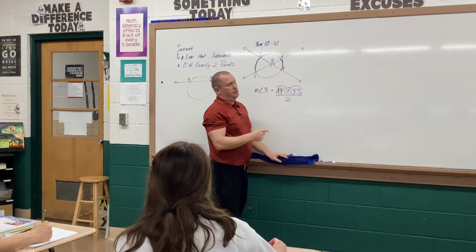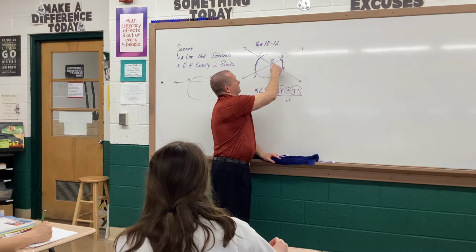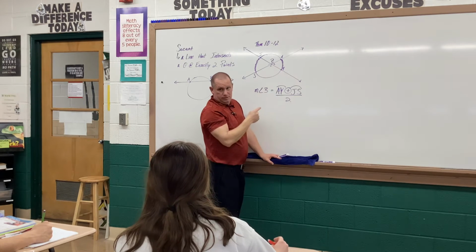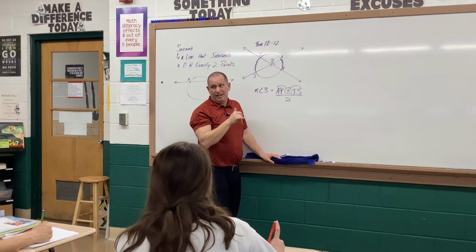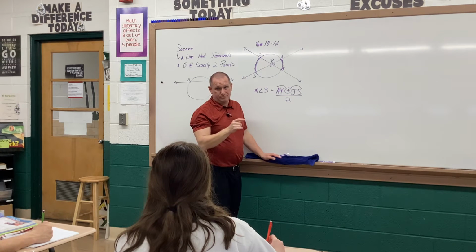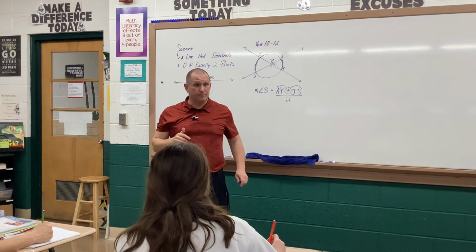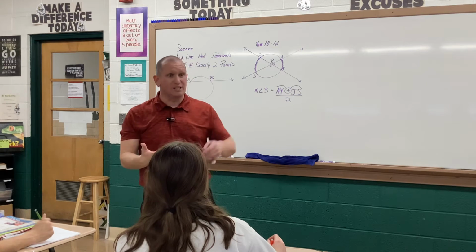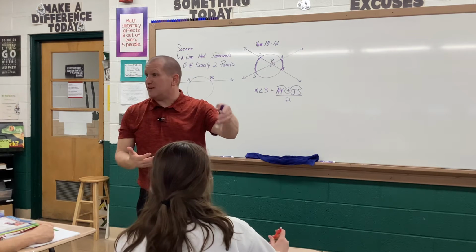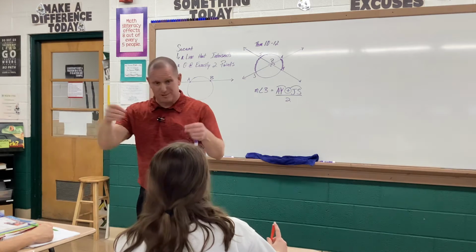They're going to say, well, shouldn't angle 3's arc and angle 1's arc be the same thing if angle 1 and angle 3 are the same? No, it's not. Why isn't that true? It's not on the center. So angle 1 and angle 3 aren't central angles. If they were, then my arcs would be the same as my angles.